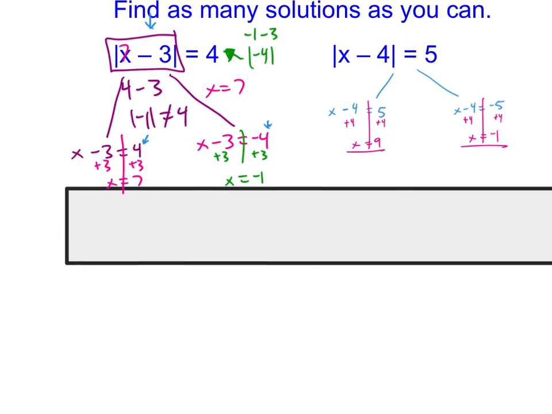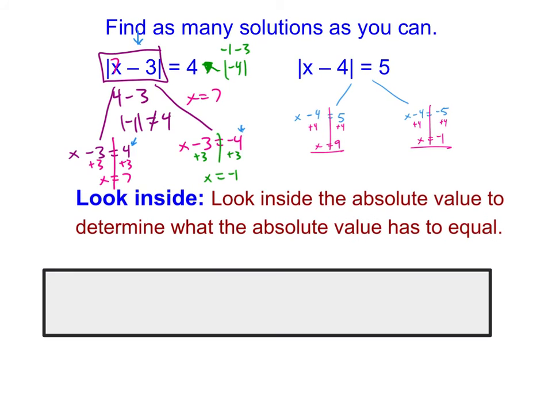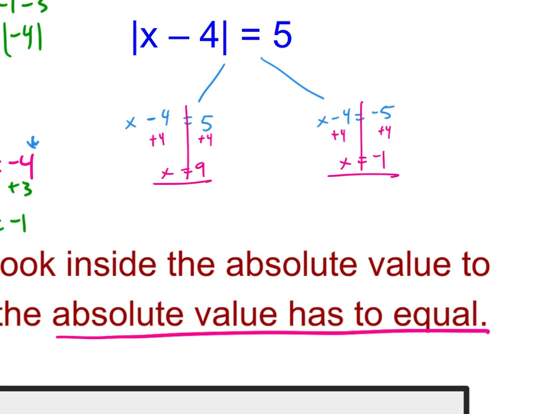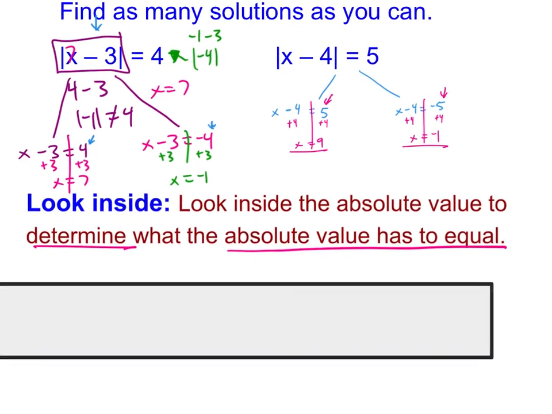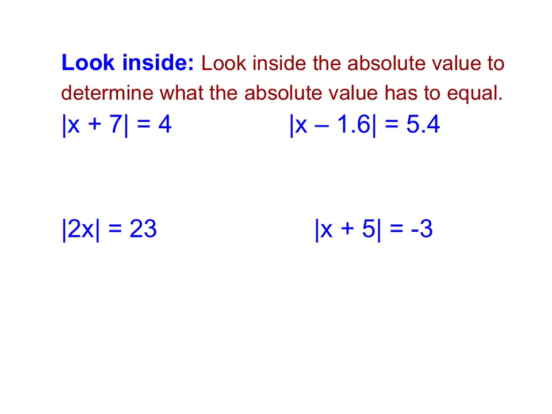So here's our big strategy here. Look inside the absolute value to determine what the absolute value has to be equal to. Well, just like on this previous one, it has to be equal to a positive 5, but it should also be equal to a negative 5 because a negative 5 absolute value is equal to a positive 5. So look inside the absolute value and say, what does the absolute value have to be equal to? I'm going to use this phrase a lot, look inside. Let's go to our next slide here.